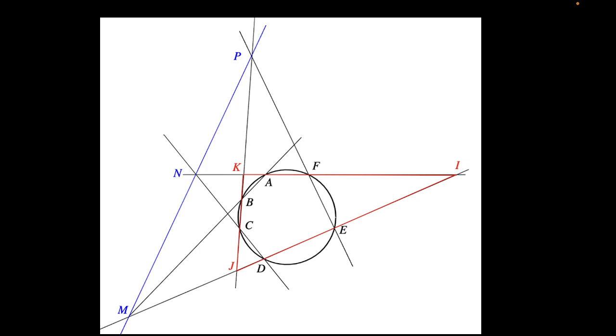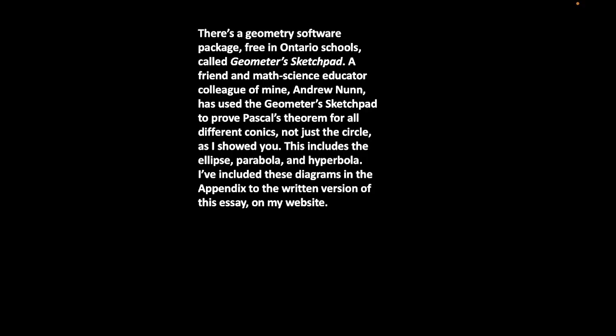On the right here, you have a point I that doesn't lie in a straight line because the two sides that are extended are not opposite sides. There's a geometry software package that's free in Ontario schools called Geometer Sketchpad. A friend and math science educator colleague of mine, Andrew Nunn, has used the Geometer Sketchpad to prove Pascal's theorem for all different conics, not just the circle, as I showed you. This includes the ellipse, parabola, and hyperbola.